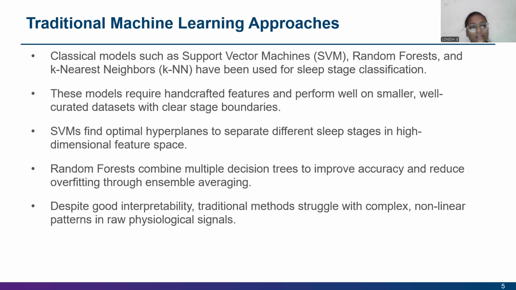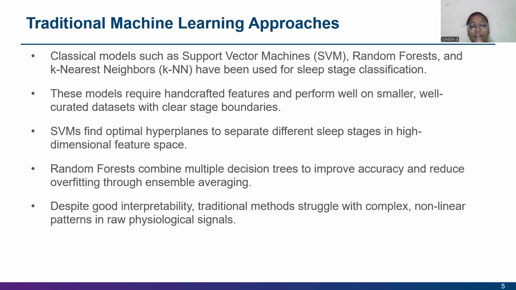And next, traditional machine learning approaches. We can go through the approaches where classical models such as support vector machines, SVM, random forest, and k-nearest neighbors, KNN, have been used for sleep stage classification. These models require handcrafted features and perform well on smaller, well-curated datasets with clear stage boundaries.